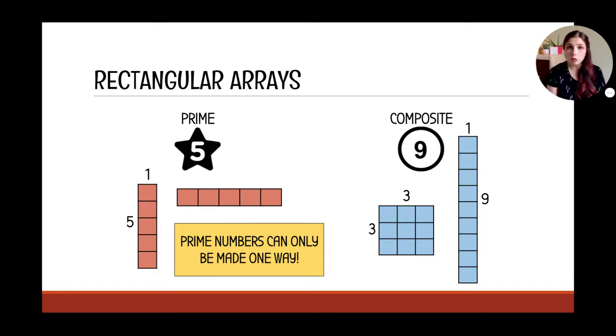Prime numbers can only be made one way. They only have one picture. Composite numbers have multiple pictures. So that's another way that you can know if a number is prime or composite. If you can make more than one picture that's different, your number is composite. If you can only make your picture one way, your number is prime.